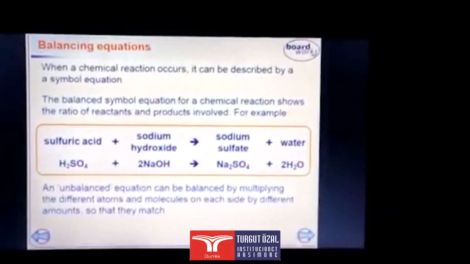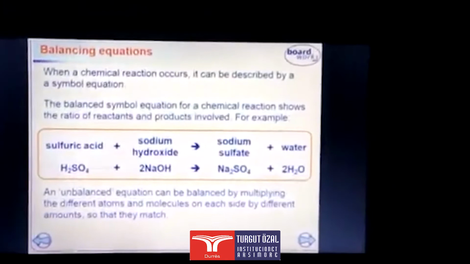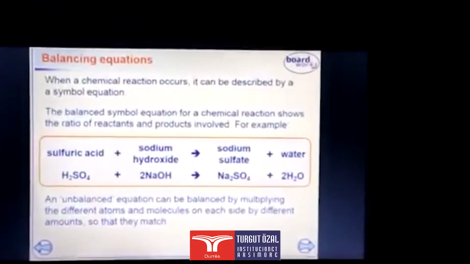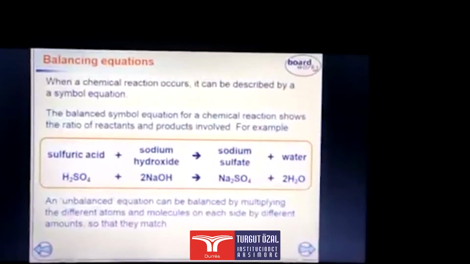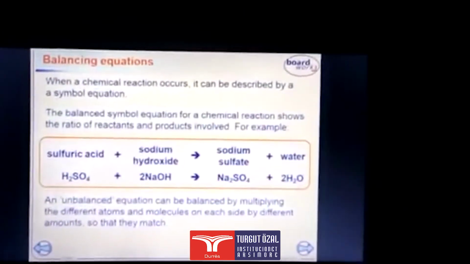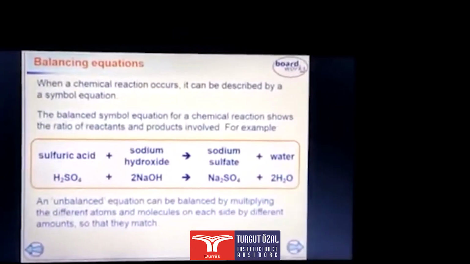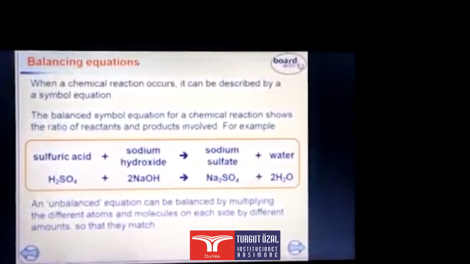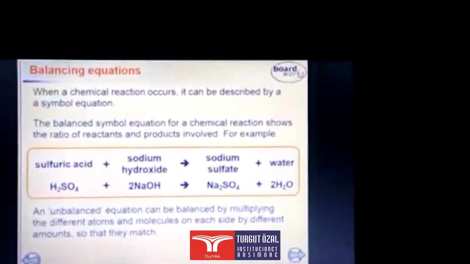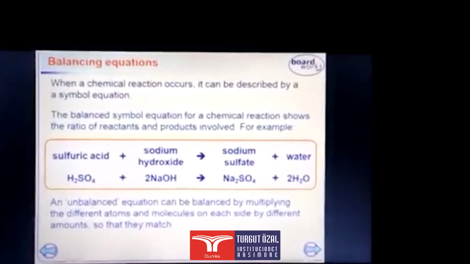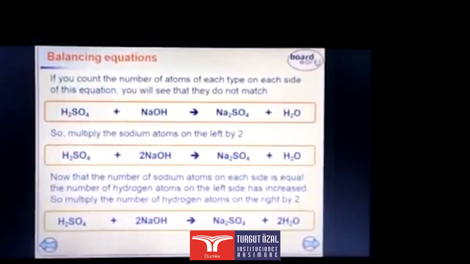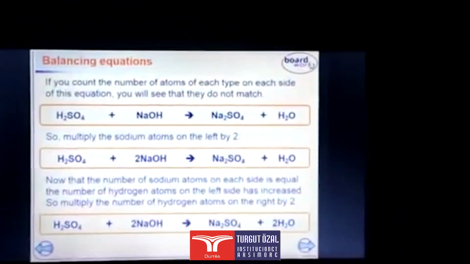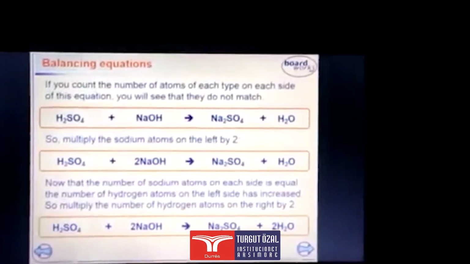Remember, in the previous lesson I said we have to check that the number of elements on the reactant side must be equal to the elements on the product side. An unbalanced equation can be balanced by multiplying the different atoms or molecules on each side by different amounts so that they match. If you count the number of atoms of each type on each side of the equation, you will see that they do not match.